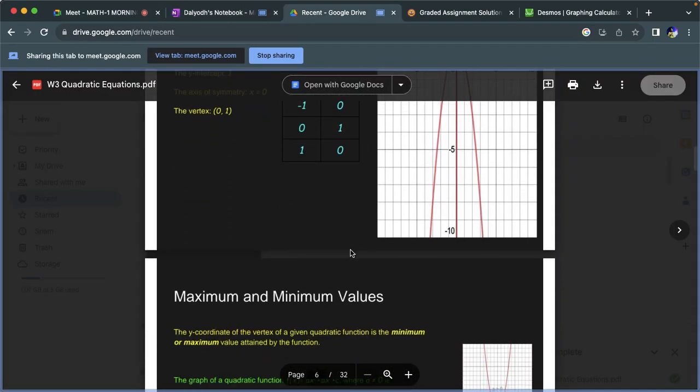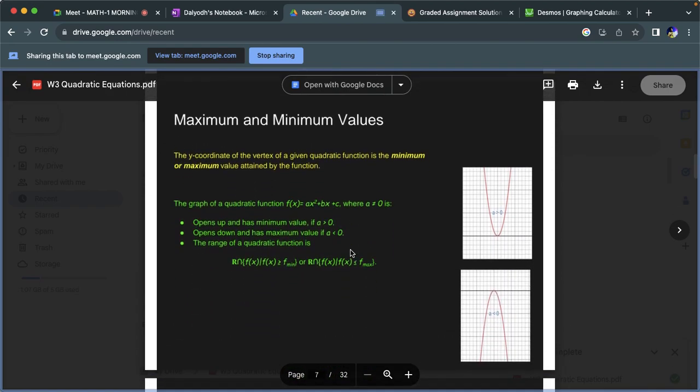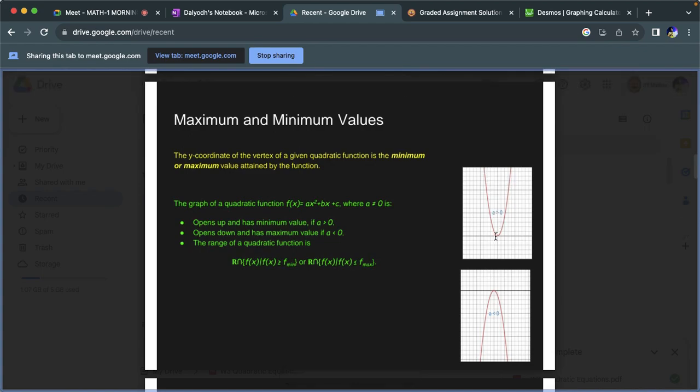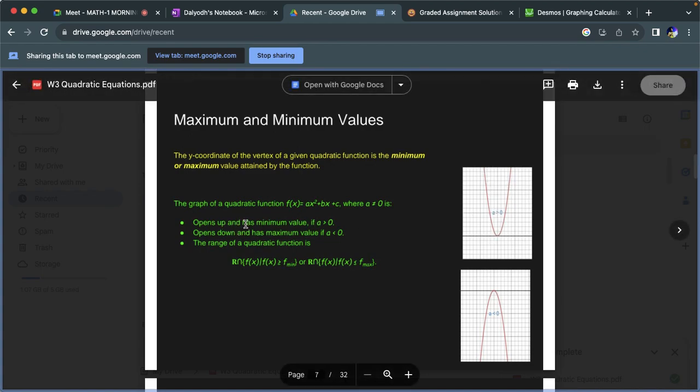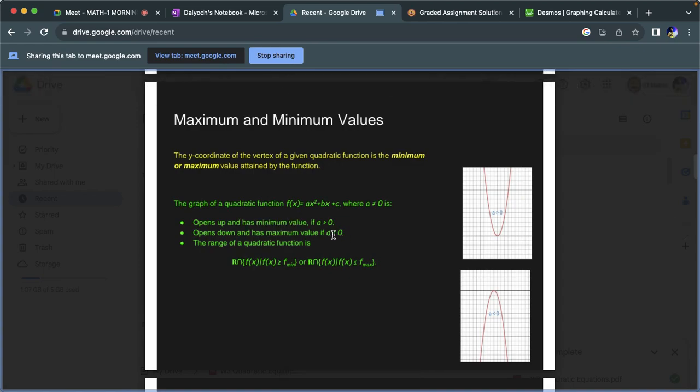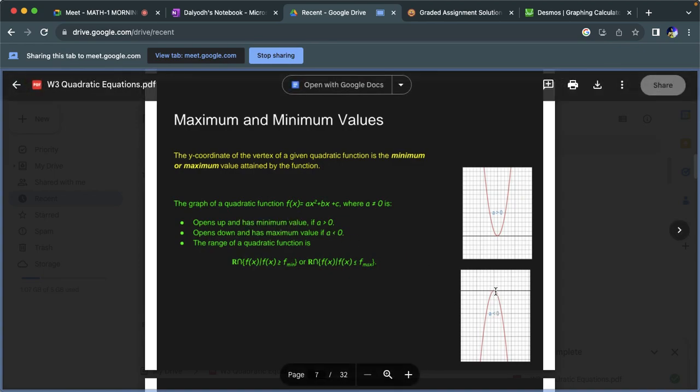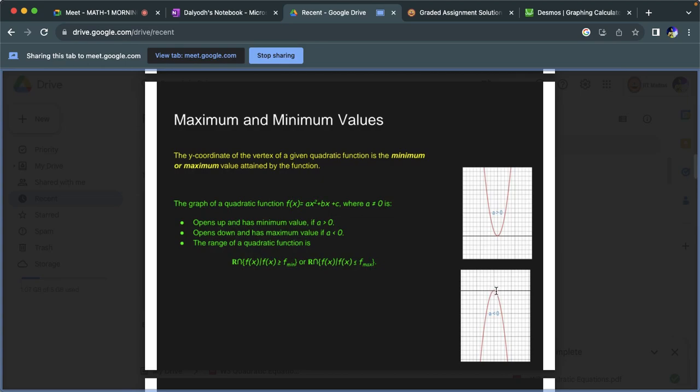So now what's the maximum and minimum value? If a is greater than 0, we have to draw a graph like this, so it must have a minimum. It opens up and has a minimum value. If a is less than 0, it must have a maximum value. So this must be the maximum value at our vertex point, right?